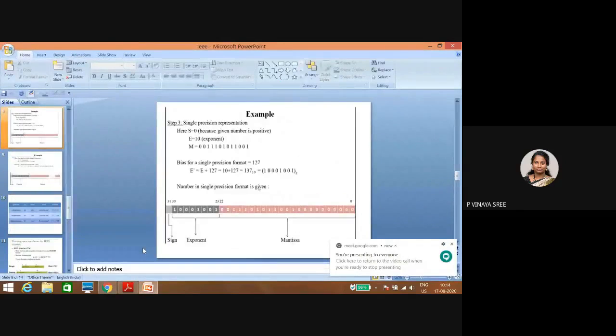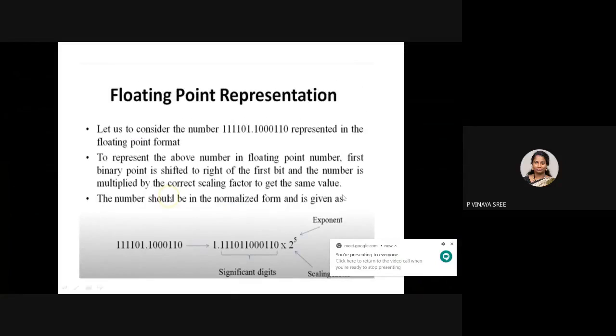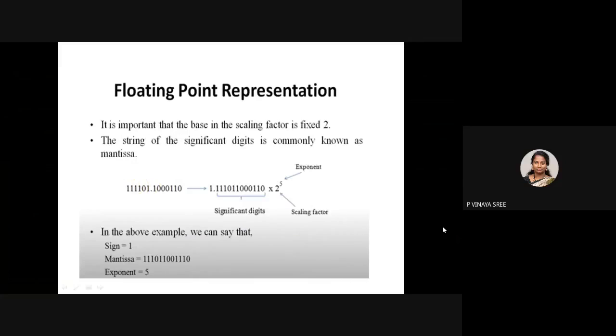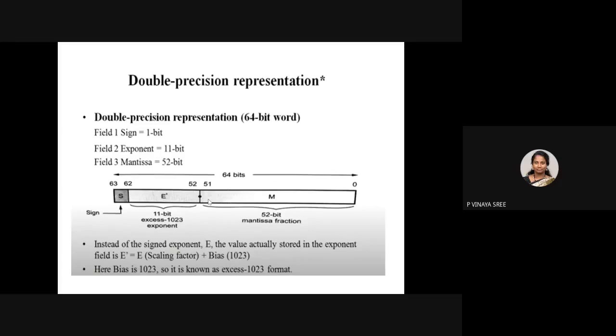I will show you the steps. See here, these are the steps. This is the single precision format. In single precision you have 32 bits. Just remember the exponent bits: for single precision it is 8 bits, and for double precision it is 11 bits. If you remove 8 plus 1, 9, the remaining bits will be 22 for the mantissa in single precision. In double precision there are 52 bits for the mantissa. If you remove 11 plus 1, 12, from 64 bits, you get 52 as the mantissa.